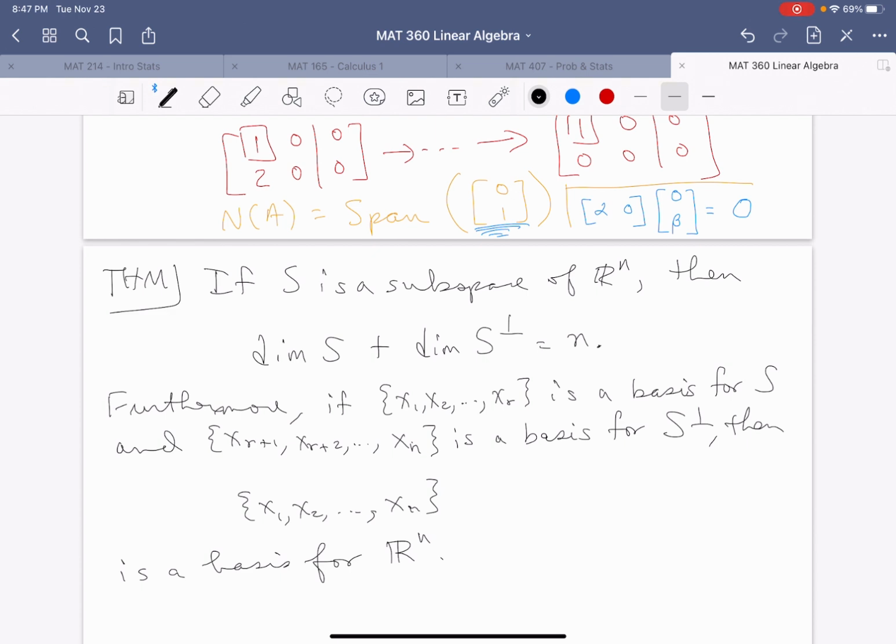Okay, so we'll stop this video there, and in the next video we'll talk about orthogonal matrices and look at some of the properties satisfied by such matrices.